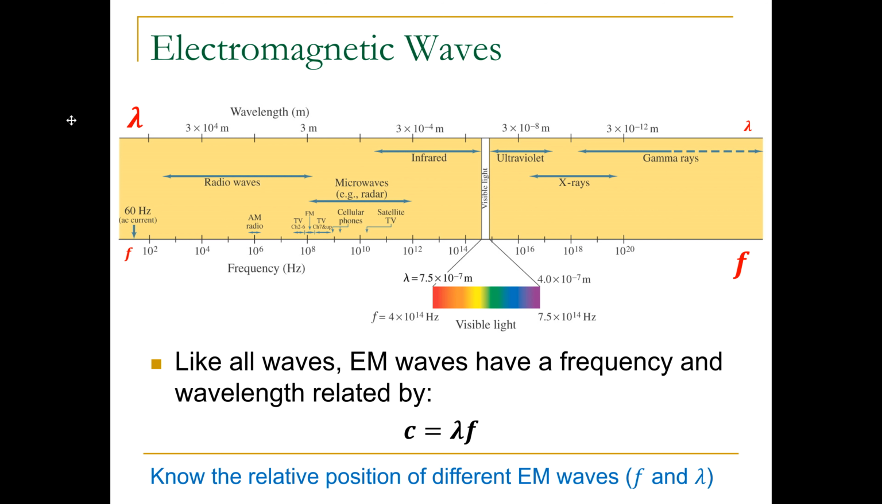You should know, by the way, the relative positions of different waves in the spectrum. You don't need to memorize values, though it will be helpful to keep in mind the wavelengths of visible light, just to check your answers. If you're solving a problem and you know it's some visible light, you should end up with wavelengths that are between 400 nanometers and 750 nanometers.